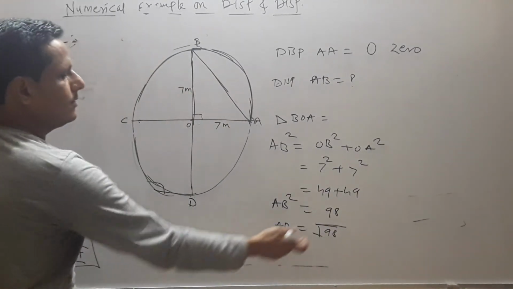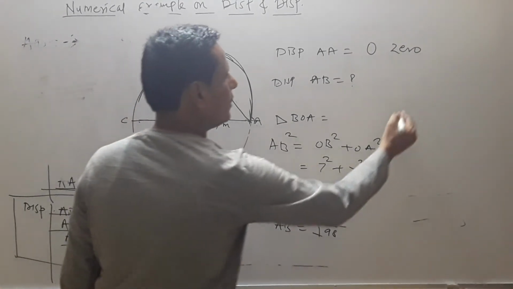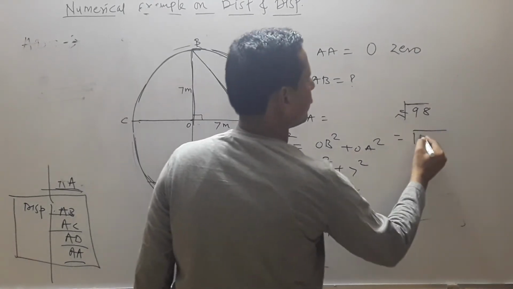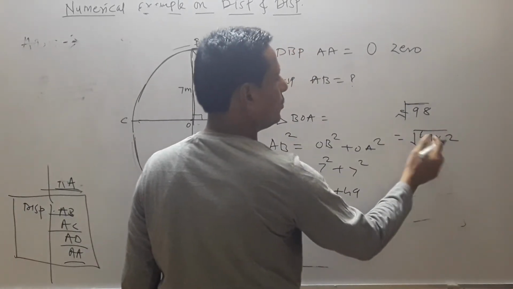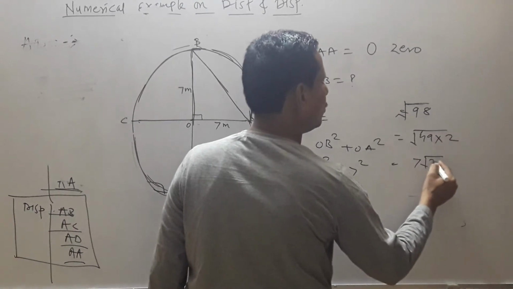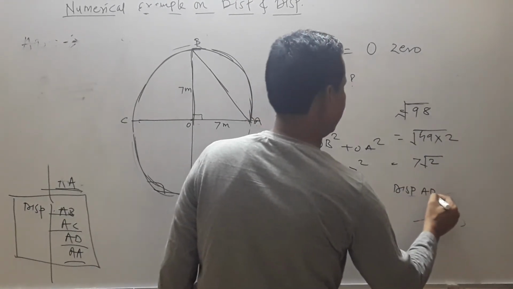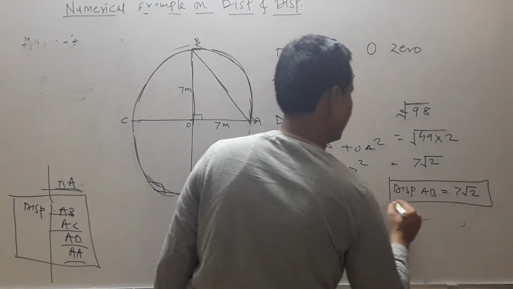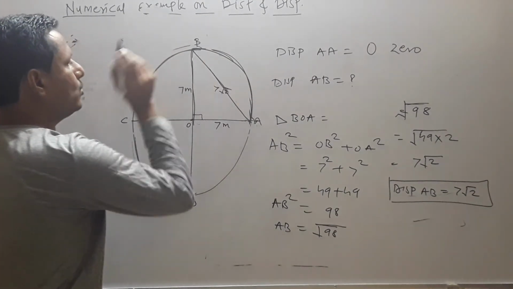Root 98. We cannot get a perfect square for that. But root 98 I can write as 49 into 2. The square root of 49 is 7. So I can write here 7 root 2. So the displacement AB is equal to 7 root 2. See that the displacement is 7 root 2.